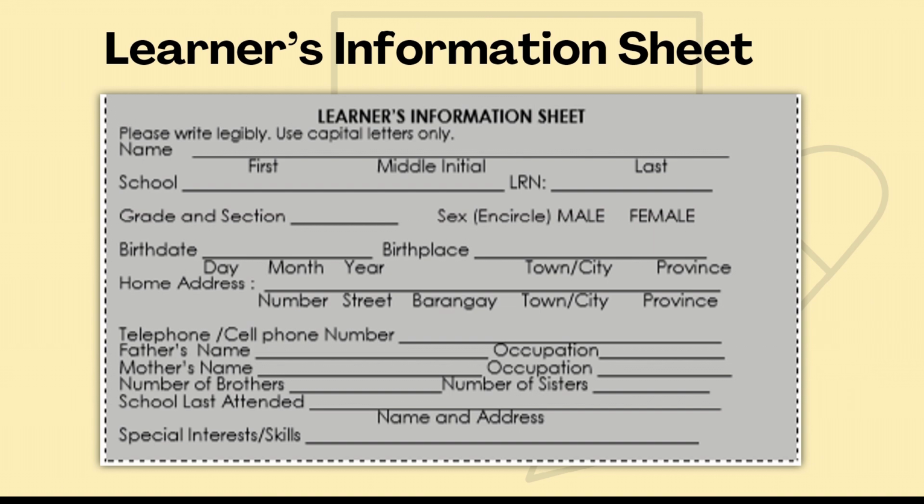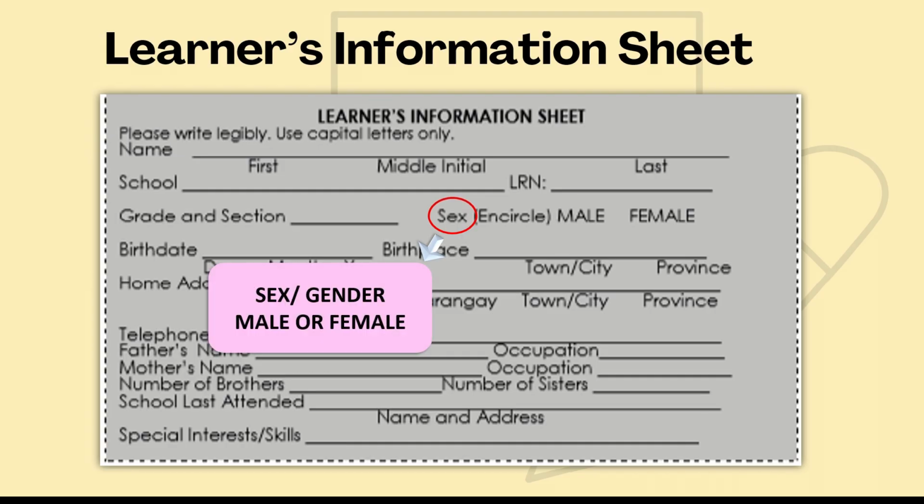Look at this learner's information sheet. Alam na natin kung anong ilalagay sa name, school, grade and section. Pero ano bang ilalagay natin dito sa sex? It's either male or female. Kung ikaw ba ay babae o lalaki. In this template, ang direction ay in circle, meaning kailangan mong bilugan.